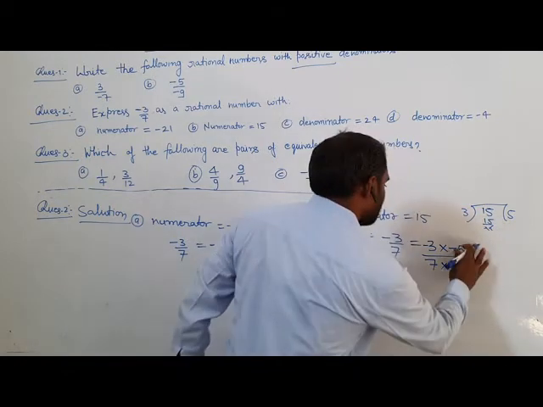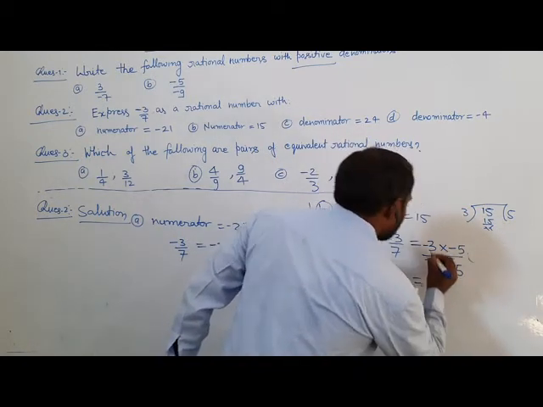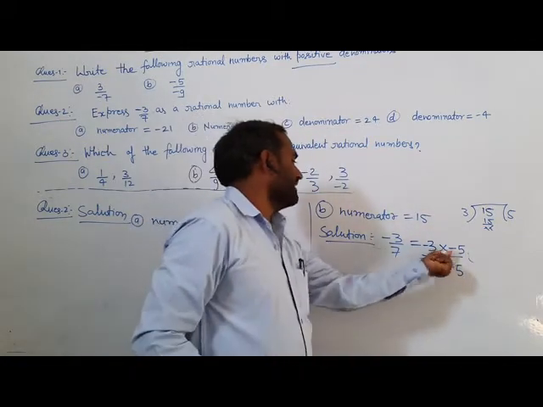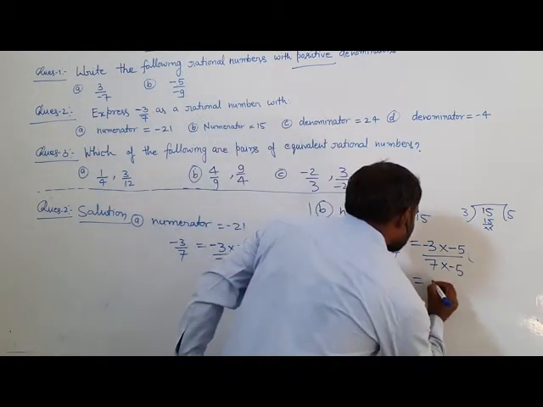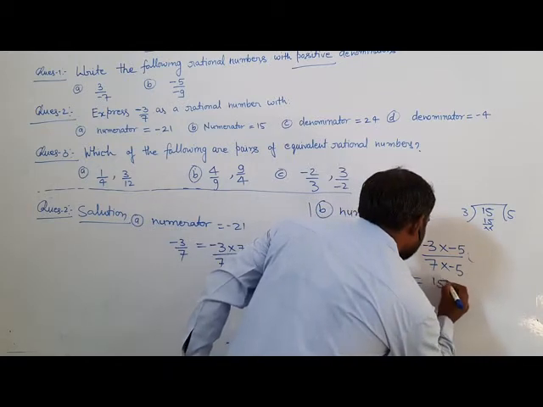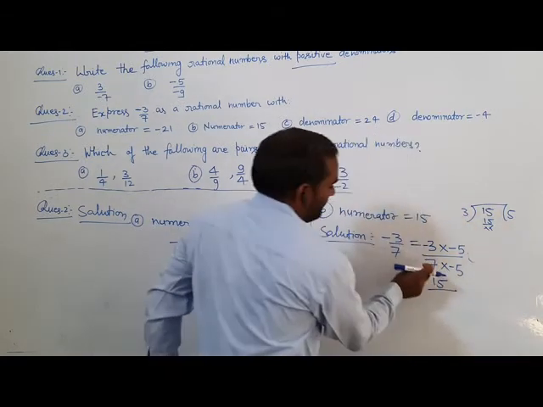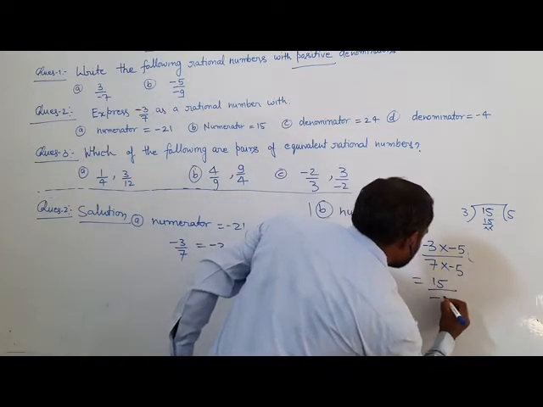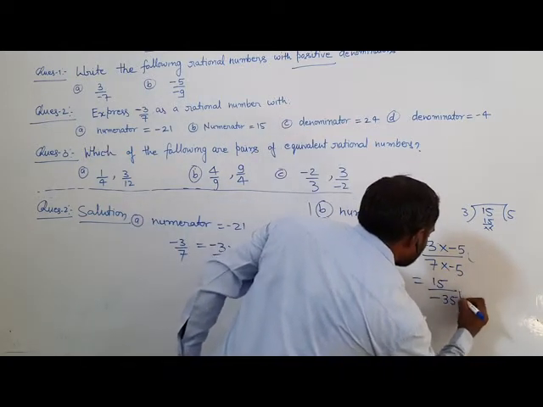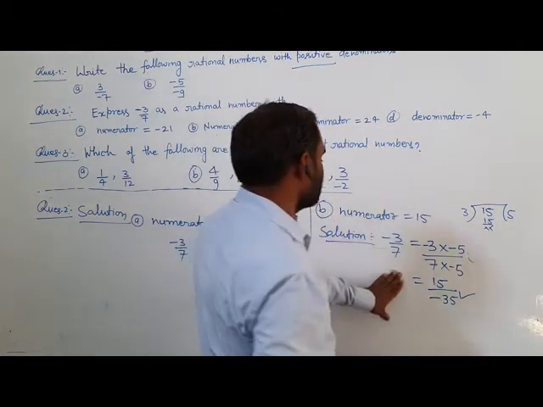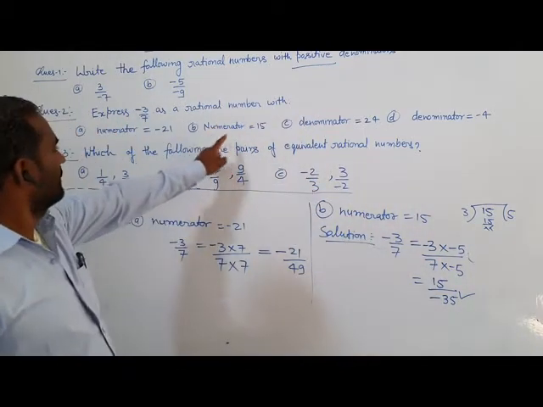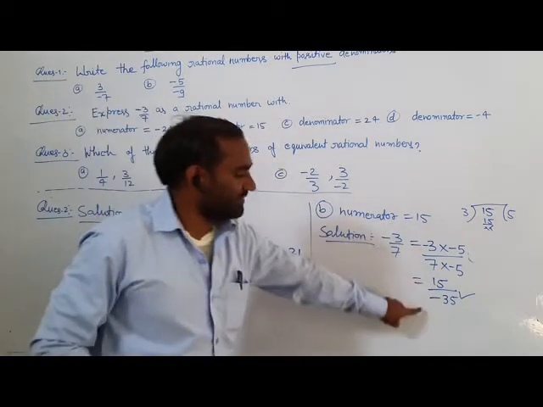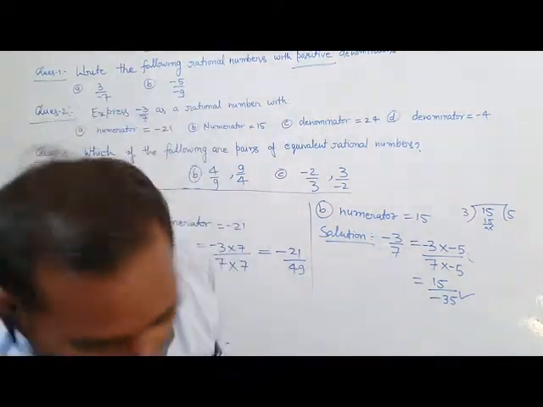Answer is minus. The product of same signs is positive. So 3 fives are 15, and minus times plus is minus. 7 fives are 35. So here we have changed minus 3 by 7 into minus 15 by 35. So it is clear.